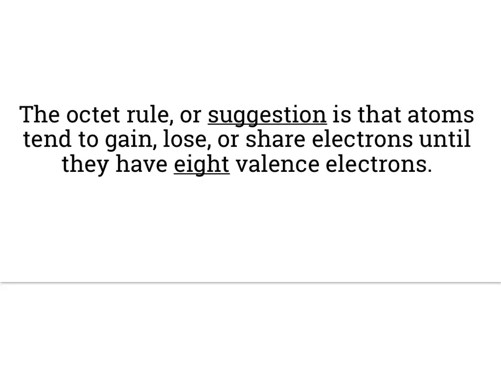So the octet rule, or some of my students in the past have called it the suggestion, and you'll see later why, is that atoms tend to gain, lose, or even share electrons until they have 8 valence electrons. This makes them as stable as noble gases, which is kind of their goal, to actually be in a stable configuration.